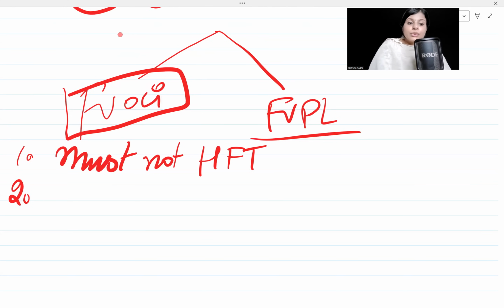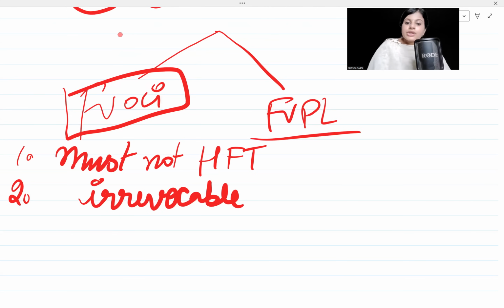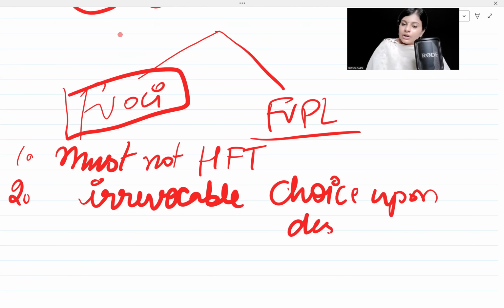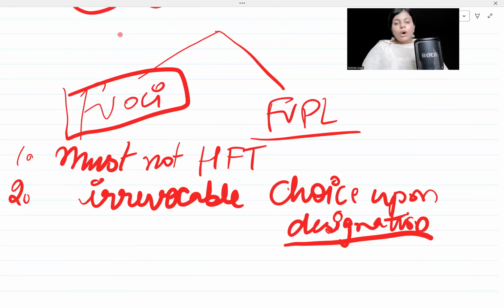Condition number 2, you made an irrevocable choice. Irrevocable means unchangeable choice upon designation. Upon designation. So the day that instrument was born in my financial statements, when it was designated, on that day only I made a choice that this is fair value through OCI, right? So this is how I keep my equity instrument under fair value through OCI.